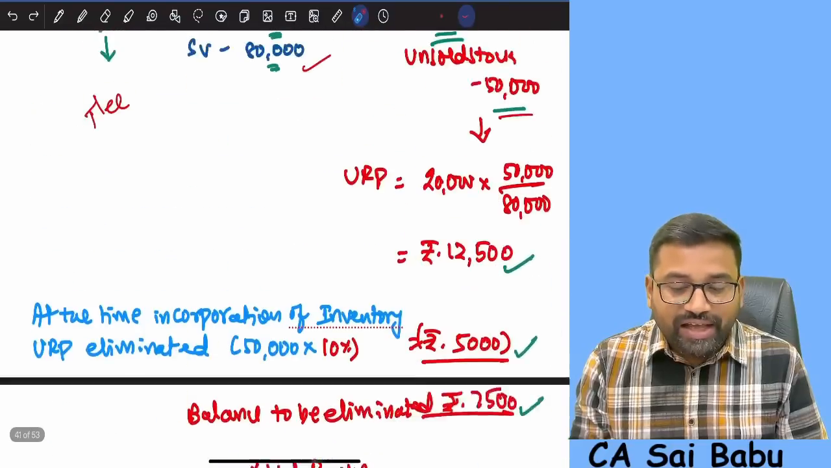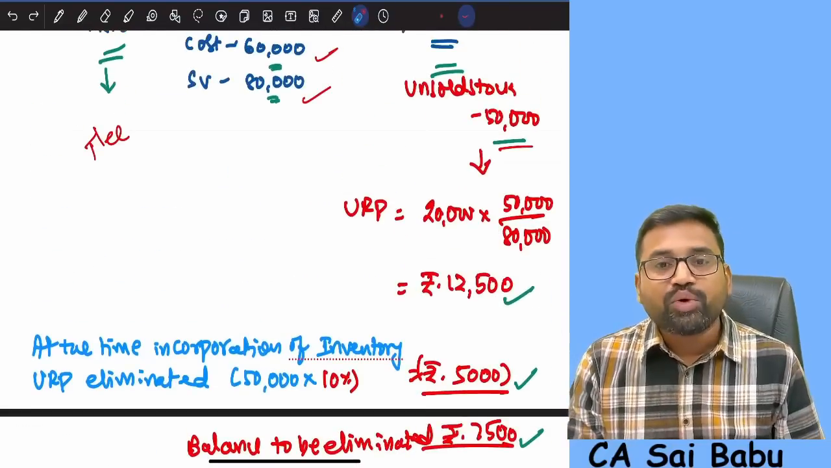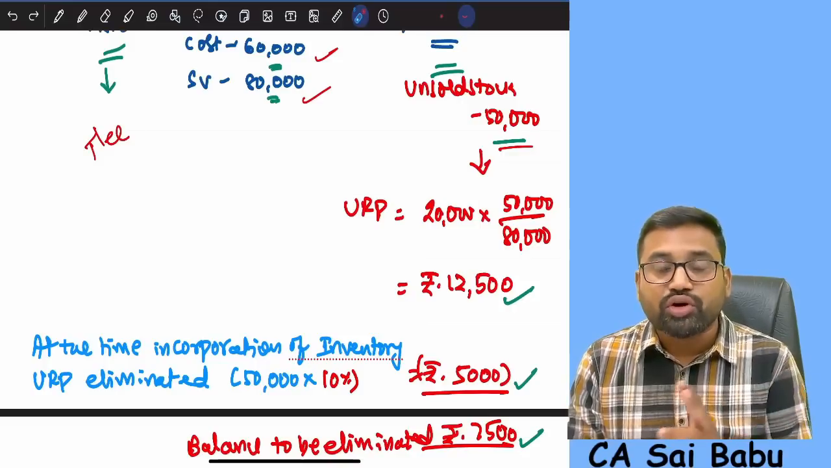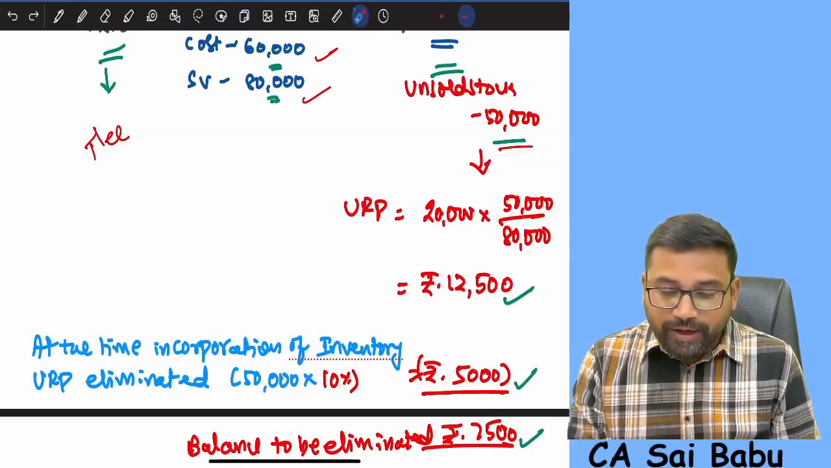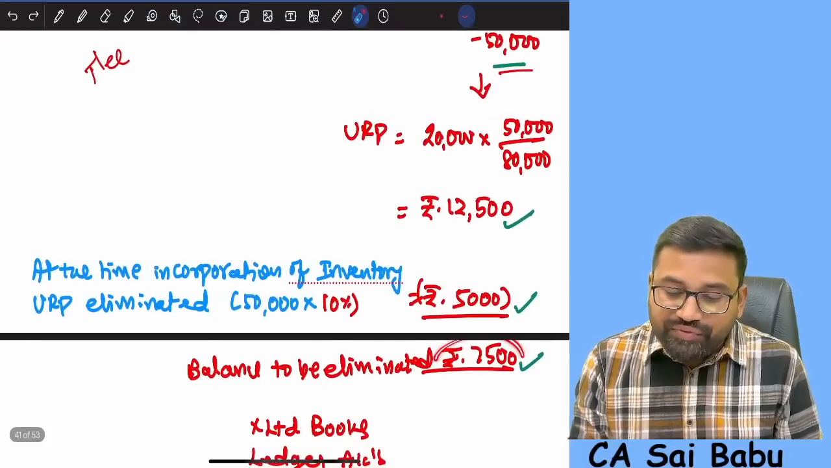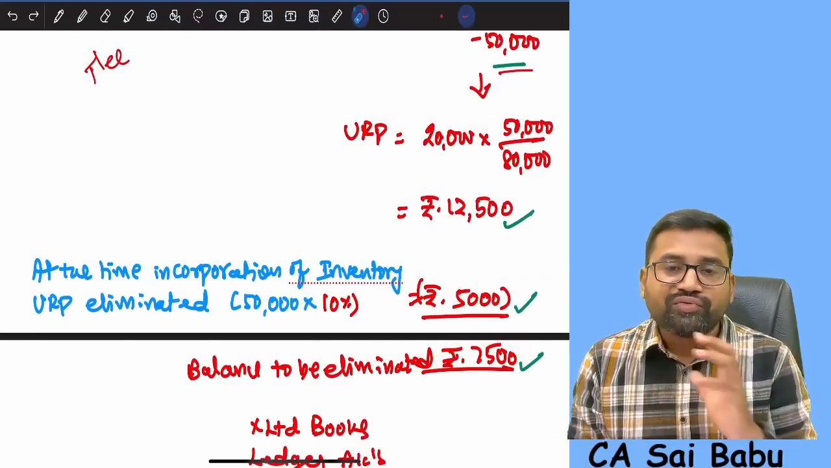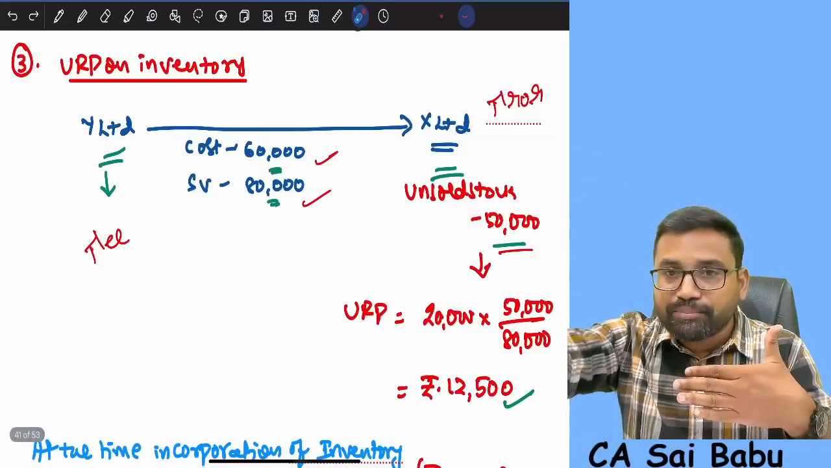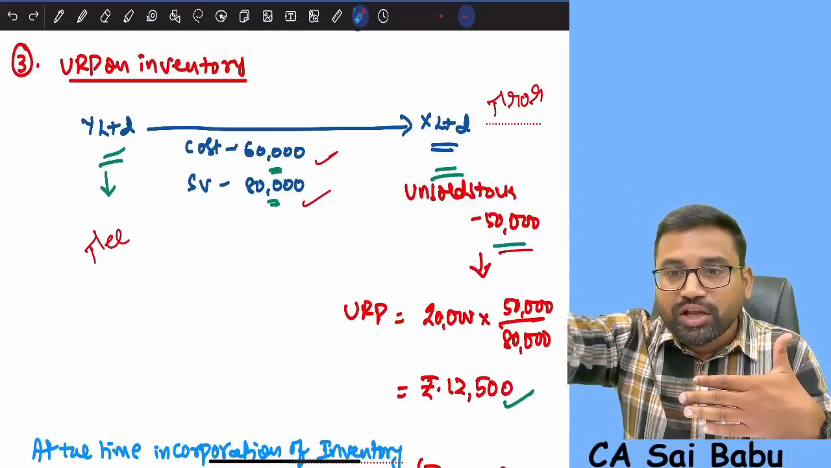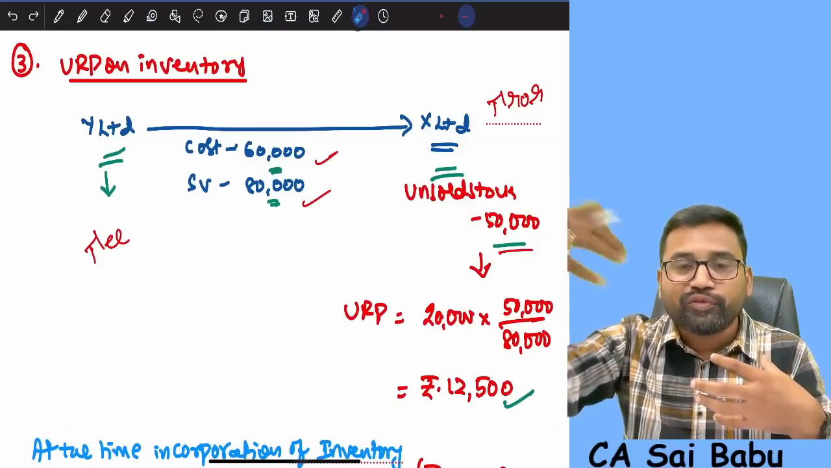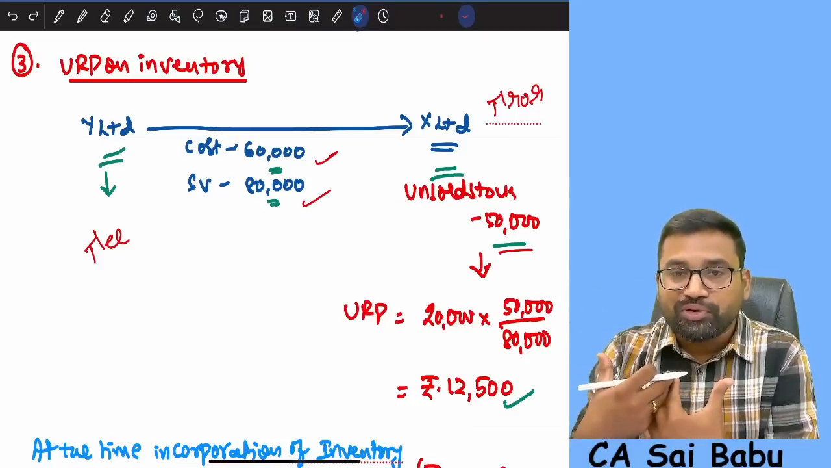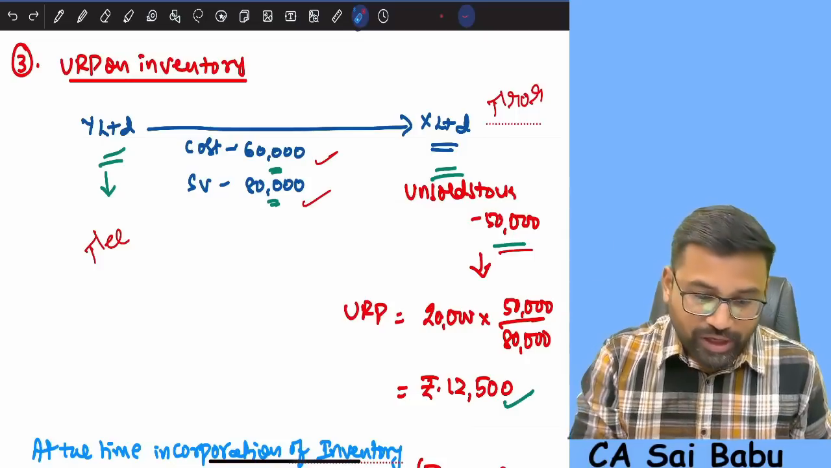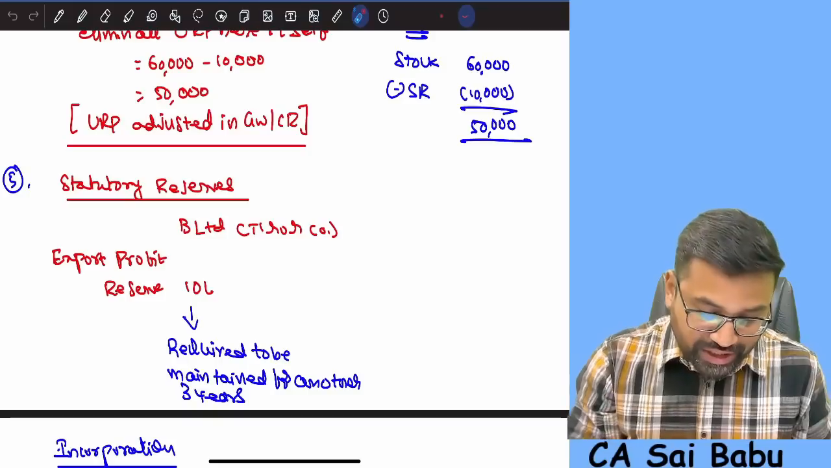For that, we will write an entry in the books of transferee company. What is the entry we will write? If it is amalgamation in the nature of purchase, we will debit goodwill or capital reserve and credit stock reserve account. Okay. And now this 7,500 we will remove from the inventory also when we are preparing the balance sheet of the company. So very simple. When transferee company sold goods to transferor company, now that stock is coming to us. At the time of incorporation itself, if you remove some of the unrealized profit, only the balance you need to remove now. Okay, so this is one important adjustment, sir.